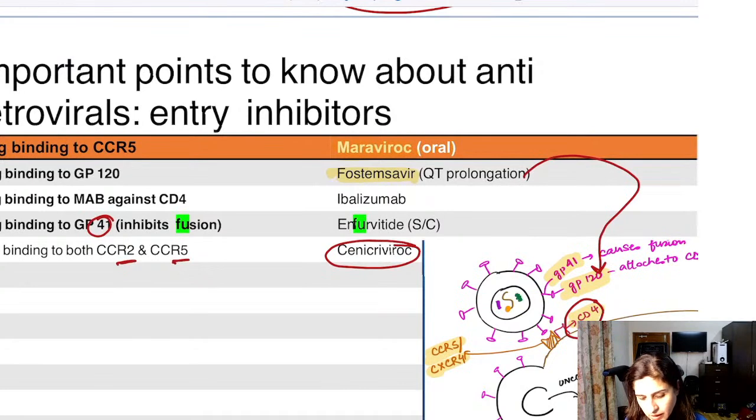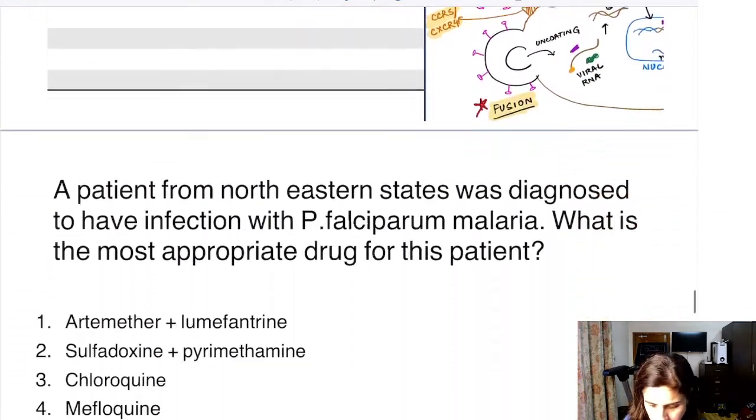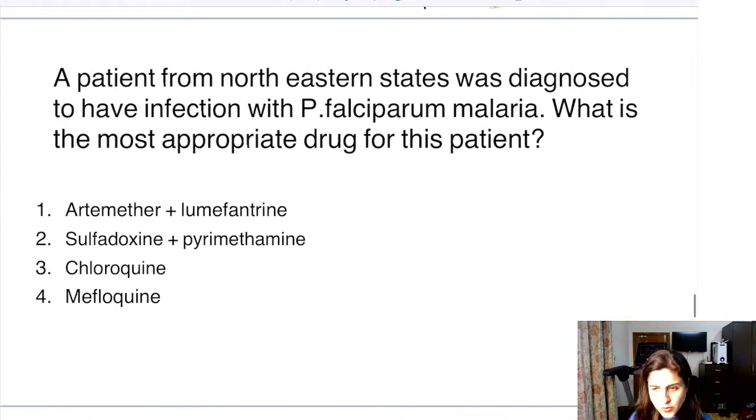If they ask about this, you should know them. So these are all the entry inhibitors. It is important to know which drug acts on what site, because there are many sites here, so which drug acts on which site is important to know. All right, so this was a quick rapid revision of the antiretroviral drugs.